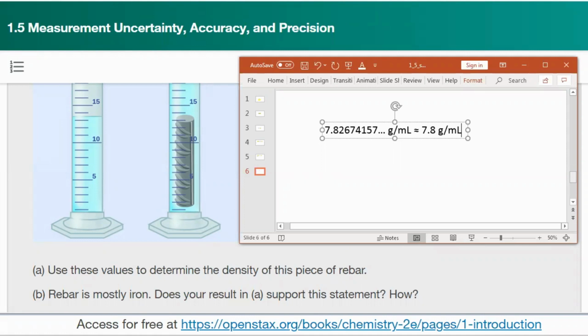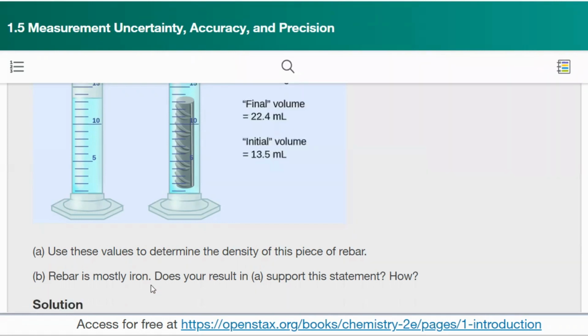So rebar is mostly iron. Does your result in A support this statement? Yes, because it's close. If we rounded the density of iron to 1 significant figure, it'd actually be 7.9. So this is just a little less dense. Perhaps it's not pure iron, or there's something else in play. So let's see what the answer is.